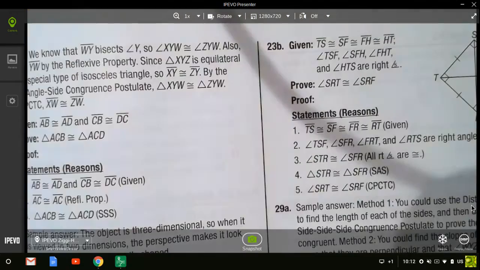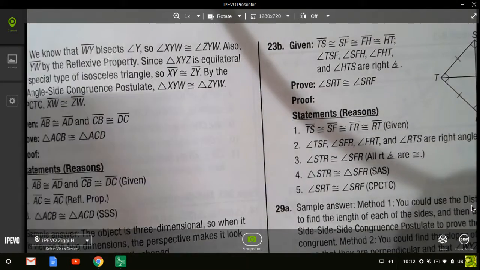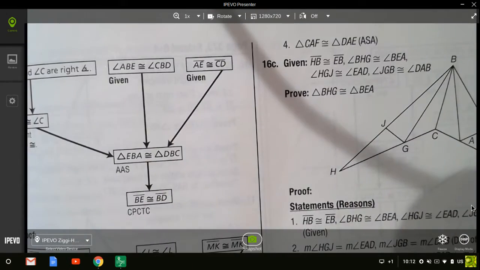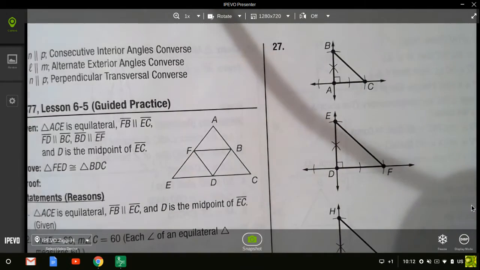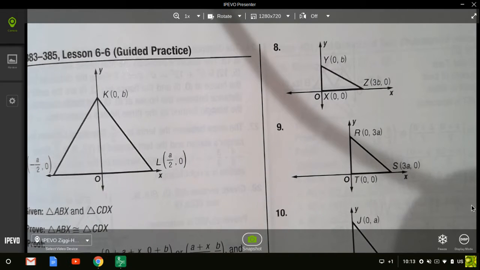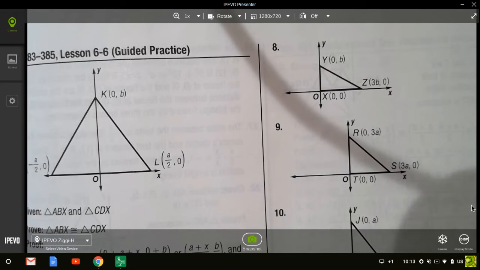And then you have the two things, SAS. So there are 6 ways to prove triangles congruent. Do you guess them? Here it is: SSS, SAS, ASA, AAS, and HL. Those are the 6 ways.